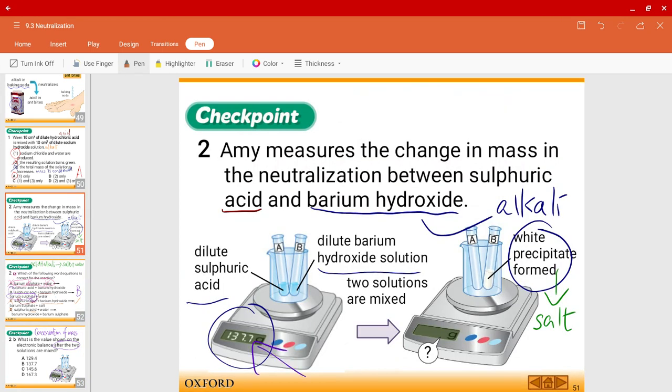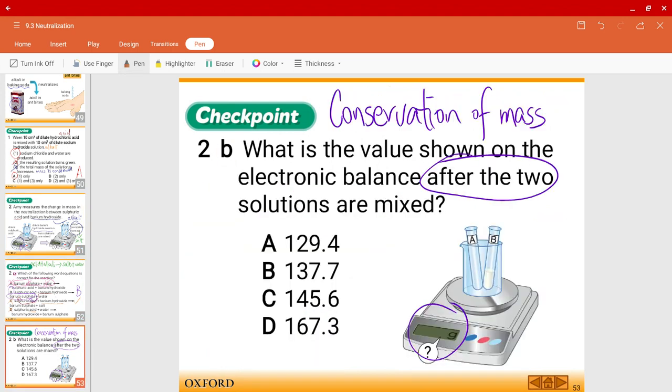As you can see, originally the mass was 137.7 grams. So let's go back and see which one is the answer. Yes, the answer is B, 137.7 grams.